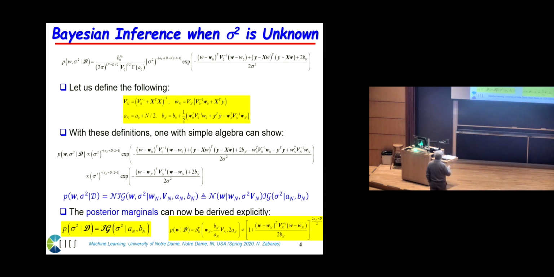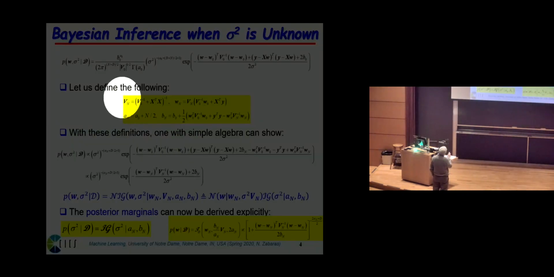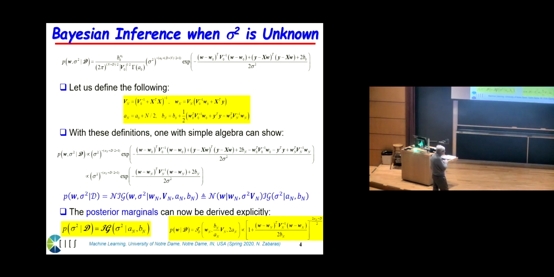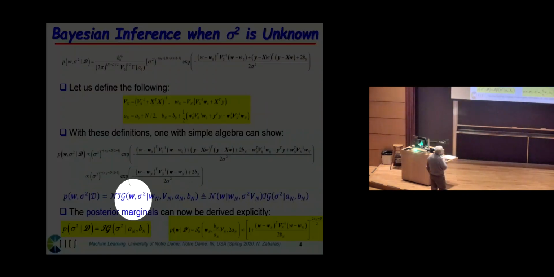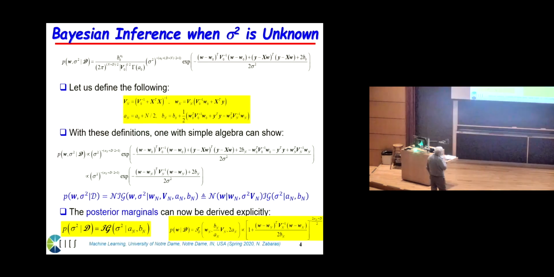And I have done that for you. And here is the answer. If you define Vn to be this, if you define Wn to be that, if you define An to be that and Bn to be that, then it turns out, all right, do you see the formula? It turns out that the joint posterior of W and sigma square is a normal inverse gamma distribution given by the parameters Wn, Vn, An, and Bn. And the algebra is on the slide. You just have to do it.